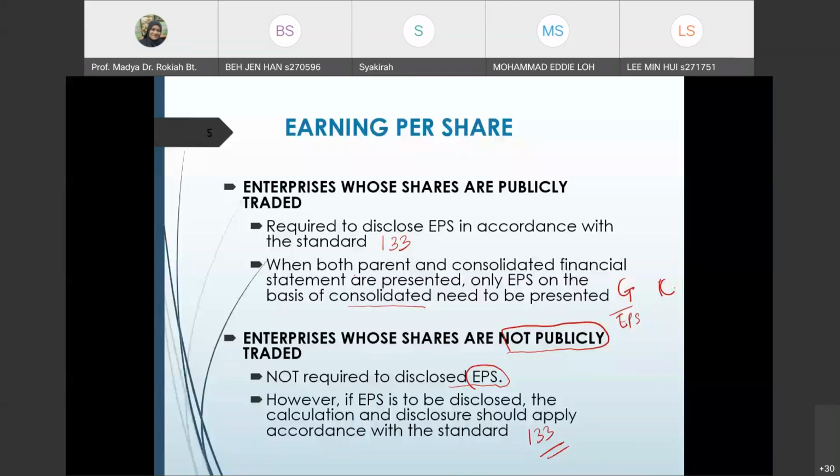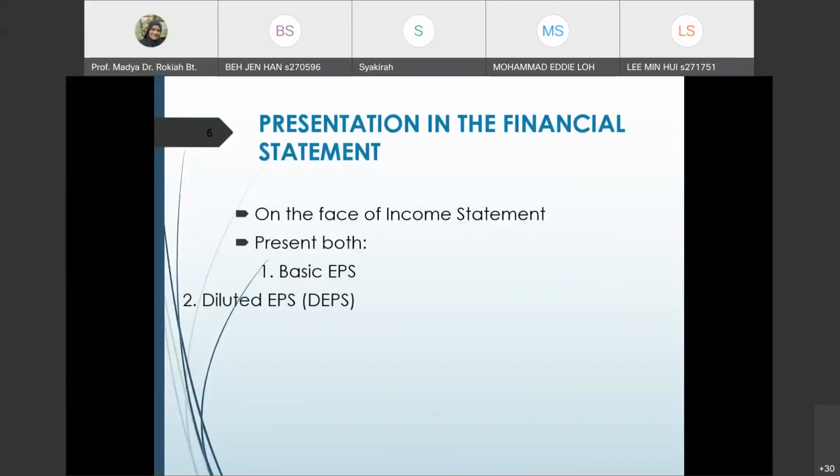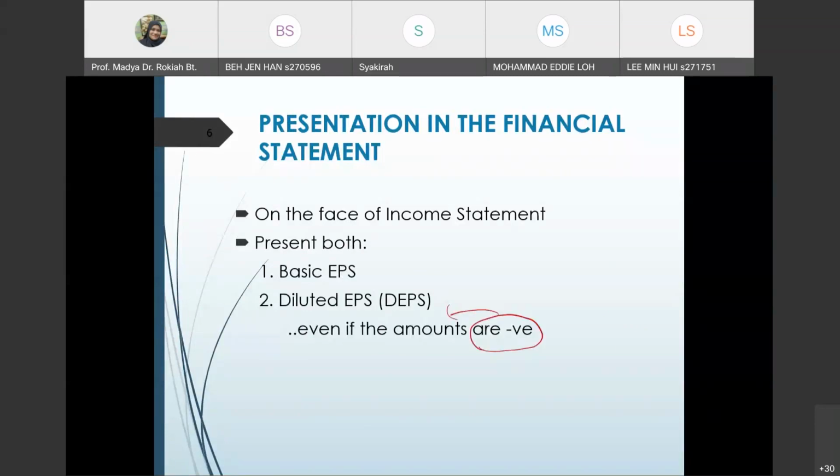The presentation on the financial statements is going to be on the face of the income statement. In the income statement we're going to have both basic earnings per share and diluted earnings per share. Later on, we're going to look at the difference between basic and diluted earnings per share. Even if the amount is negative, we still need to present both basic and diluted earnings per share.